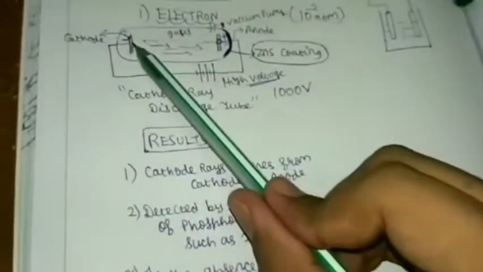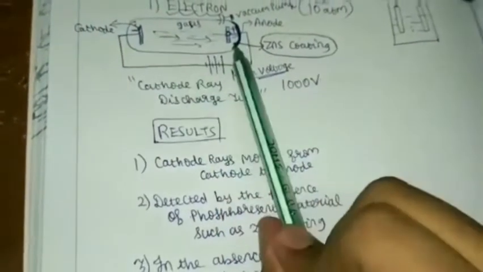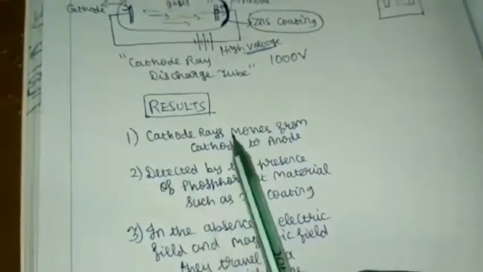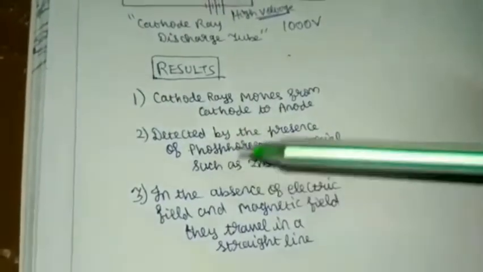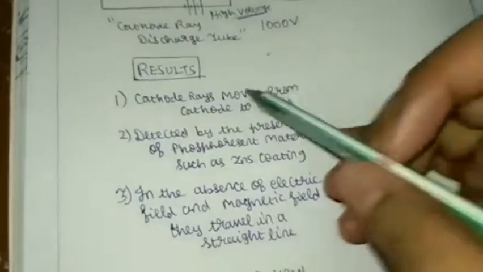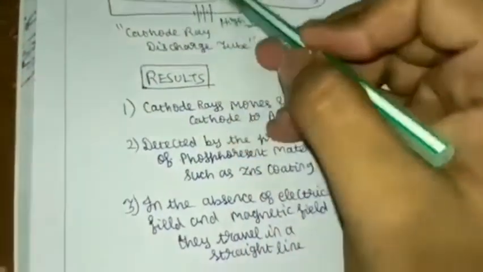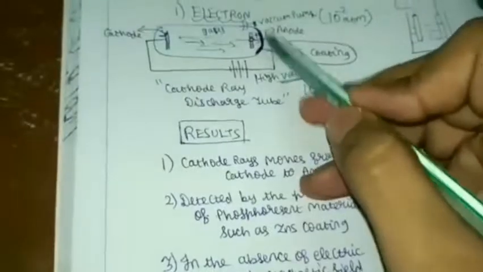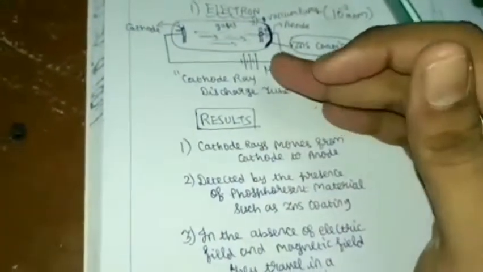As these rays emerged from cathode to anode, these were named cathode rays. So that's the name of the experiment also, cathode ray discharge tube experiment. So one name is cathode rays. And as I said, it is detected by phosphorescent material when bright light comes. So that is how it's detected.